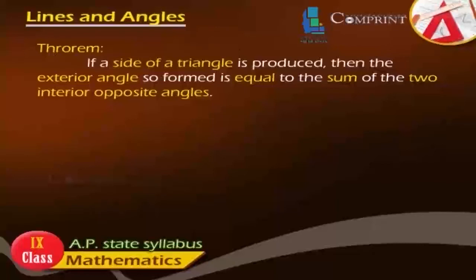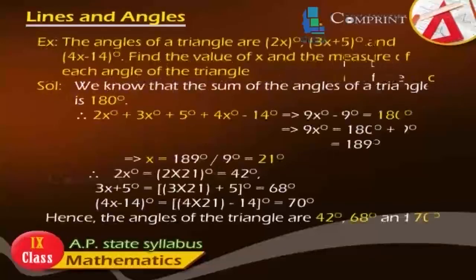Theorem. If a side of a triangle is produced, then the exterior angle so formed is equal to the sum of the two interior opposite angles. Example. The angles of a triangle are 2x degrees, 3x plus 5 degrees and 4x minus 14 degrees. Find the value of x and the measure of each angle of the triangle.